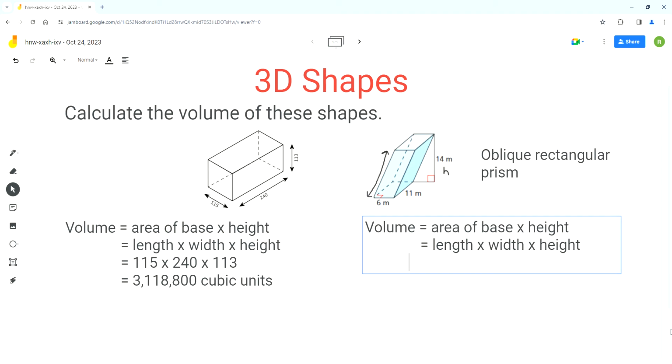So now we can input the values in this formula. So the length is 6 meters times the 11 meters times the 14 meters, which is equal to 924, and the unit will be meter cube. So this should be the final answer for the volume of this oblique rectangular prism.